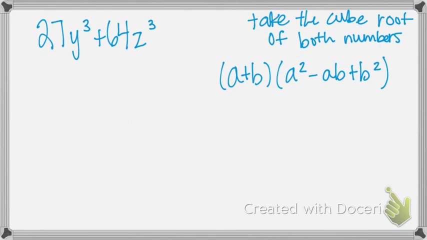All right, the first step is to take what kind of root of both numbers? The cube root. Okay? So we have a cube root of 27y cubed. And we have a cube root of 64z cubed.